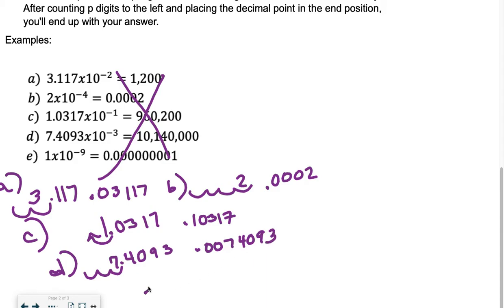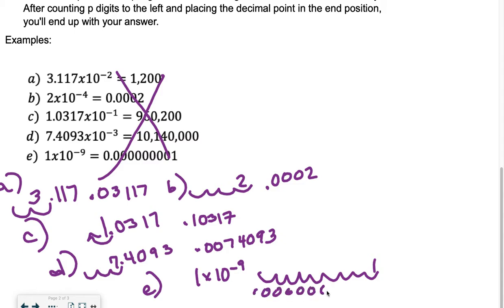0.0749093. And for E, you have 1 times 10 to the -9. So you're just going to swing from the 1. I'm going to give myself a lot of space here. 1, 2, 3, 4, 5, 6, 7, 8, 9. So you're going to get 1, 2, 3, 4, 5, 6, 7, 8, and a 1.